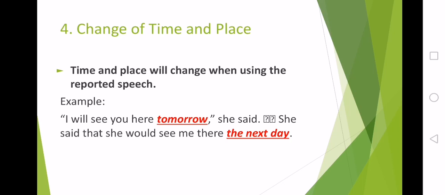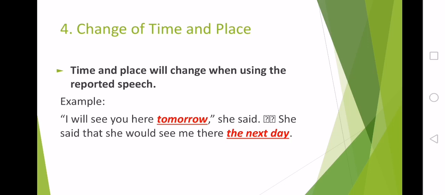Now, just as the tense changes, also the time and place change in the reported speech. For example, "I will see you here tomorrow," she said. She said that she would see me there the next day. So the word "tomorrow" became "the next day."